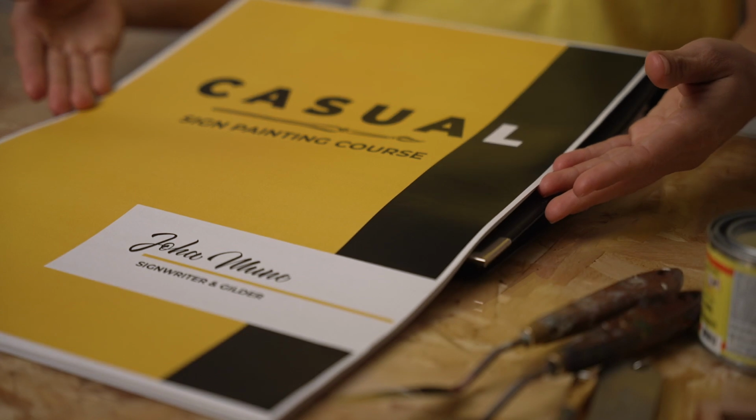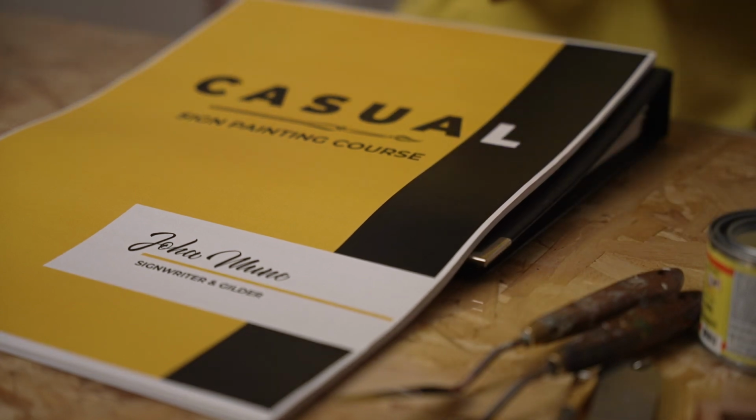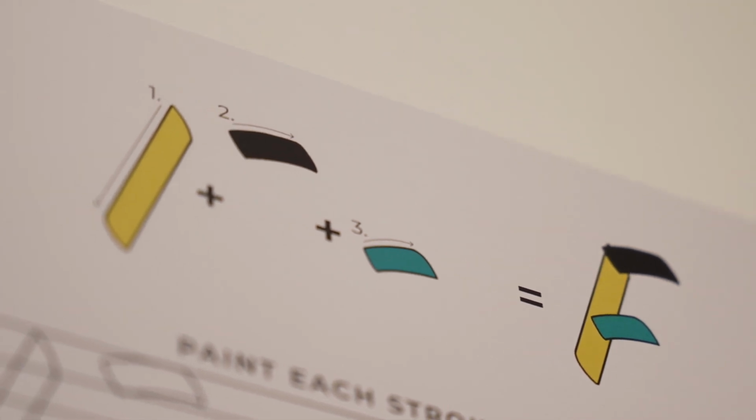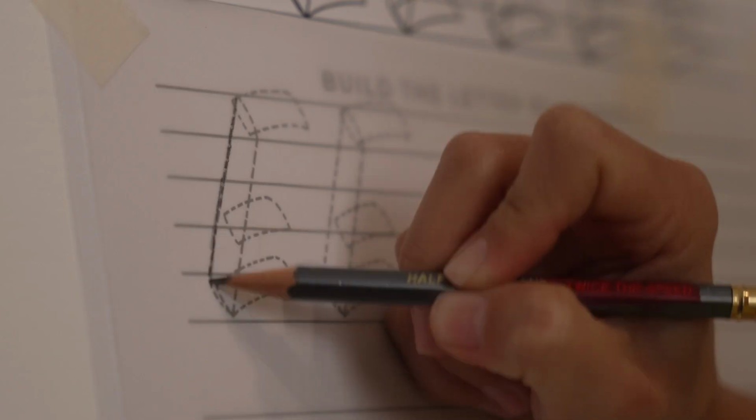This is my casual style course. This is an online course designed for people who have been introduced to sign painting and they want to take their skills to the next level by learning casual style alphabet. In this course, you're going to get a printable workbook with templates and explanations.